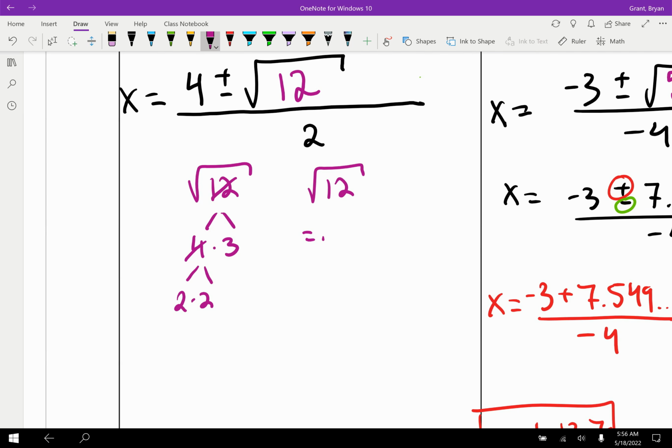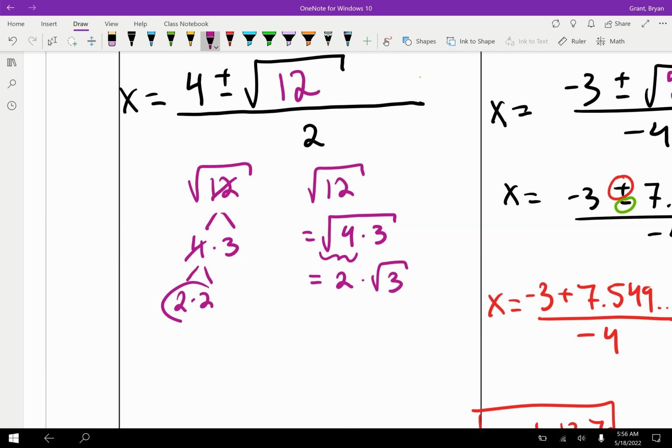is we can again use 4 and 3, but I would keep them inside the square root, and then think, do we know the square root of either of these? And we do. We know the square root of 4. The square root of 4 is just plain old 2. I don't know the square root of 3, so it's the square root of 3.